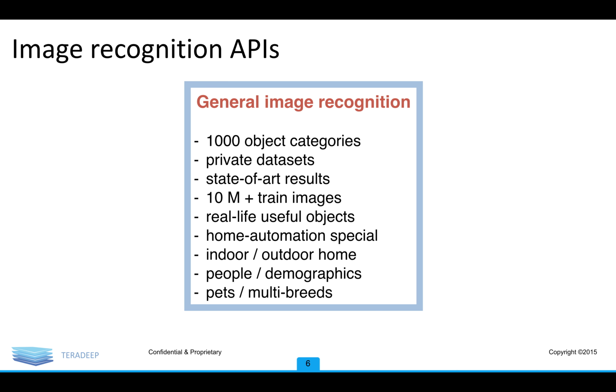These are real-life useful objects. Their specialty is home automation. They have indoor, outdoor, around the home, with people and demographics and pets and multiple breeds.